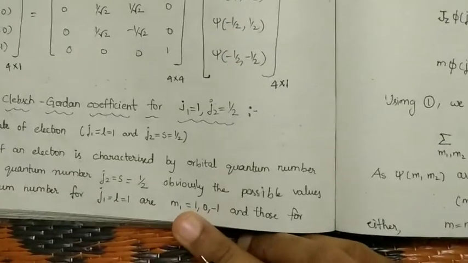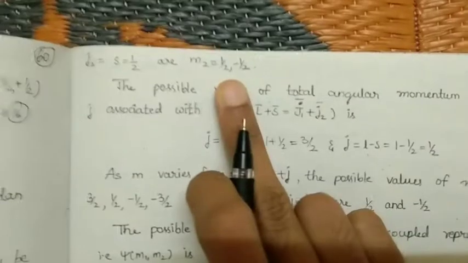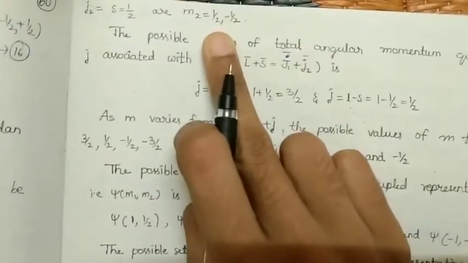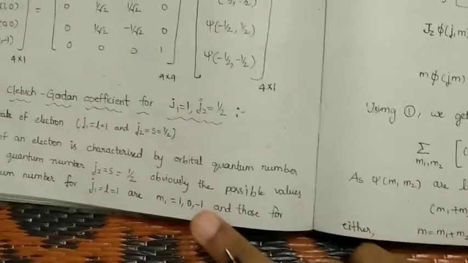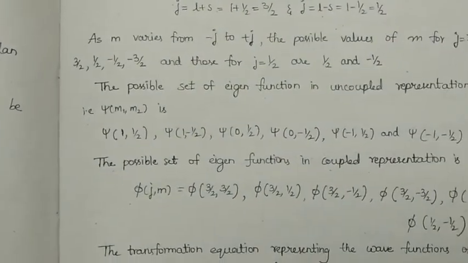As we already know, we have already found out the possible values of m1 are 1, 0, minus 1, and those of m2 are half, minus half. So we have to consider the possible combinations. Here we are having three values for this, here we are having two values for this, so 3 twos are 6, so there would be 6 possible combinations.